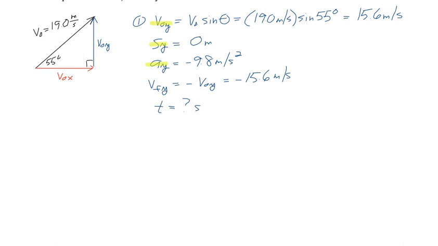So my step 2 is going to be Sy equals Voy t plus 1/2 Ay t squared. Since Sy is 0, I can cancel it out. If it wasn't 0, I wouldn't want to use these facts because it would require the quadratic formula.